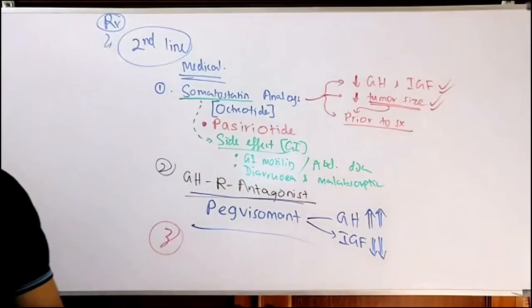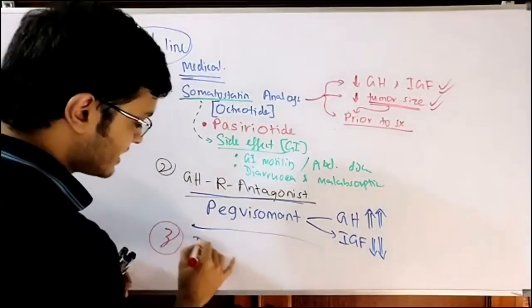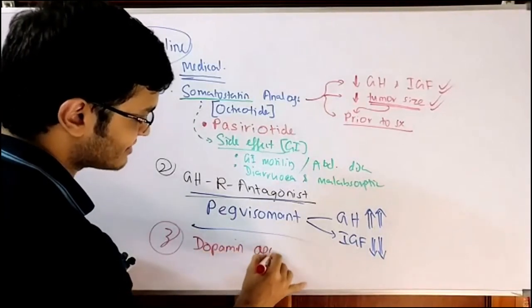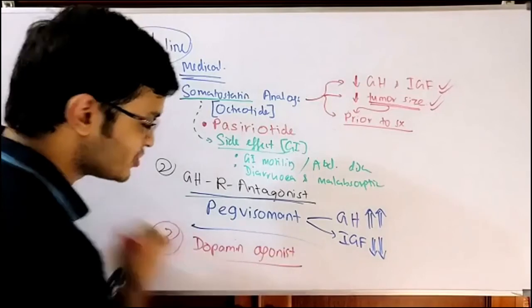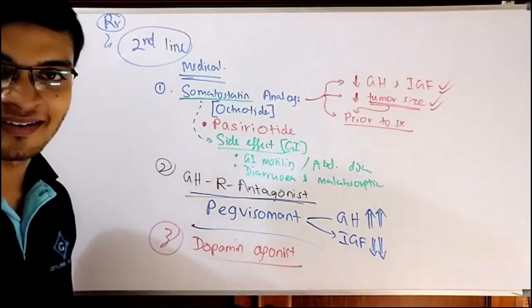Third option, guys, dopamine agonist. Tell me this: when will we use a dopamine agonist on an acromegaly patient? When?